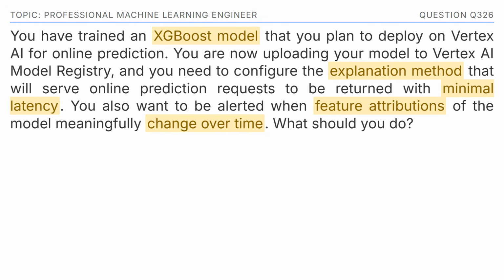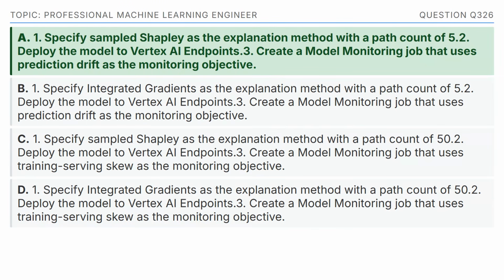To arrive at the correct answer, we focus on the keywords: XGBoost model, explanation method, minimal latency, feature attributions, change over time. The correct answer is option A. 1. Specify sampled Shapley as the explanation method with a path count of 5. 2. Deploy the model to Vertex AI endpoints. 3. Create a model monitoring job that uses prediction drift as the monitoring objective.